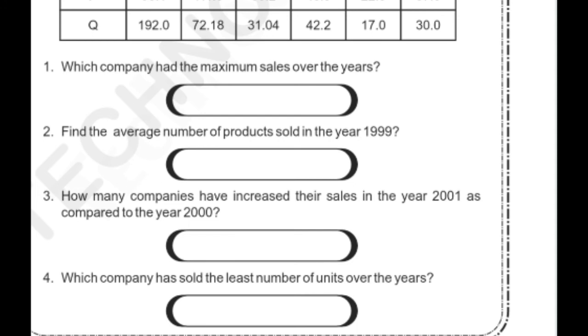Fourth question: which company has sold the least number of units over the years? Here we have to find the least number of units over the years. We have to find the lowest value from this table. Okay, so these are the simple questions asked here. Just look at the table, observe the table data, find the highest value, average value and least value. Write the company name and row number and column number.